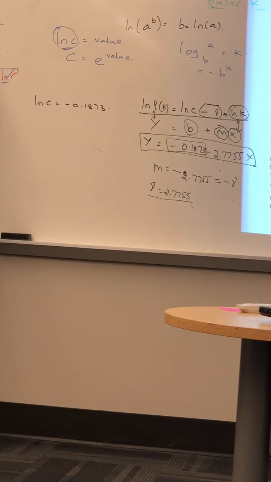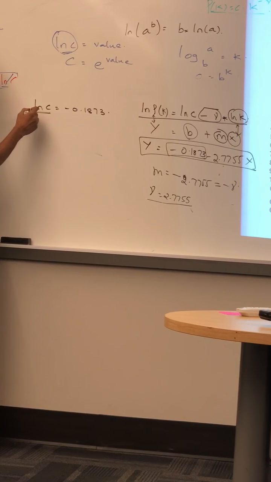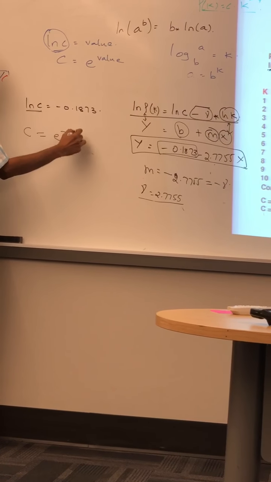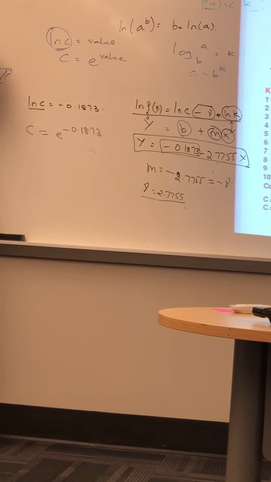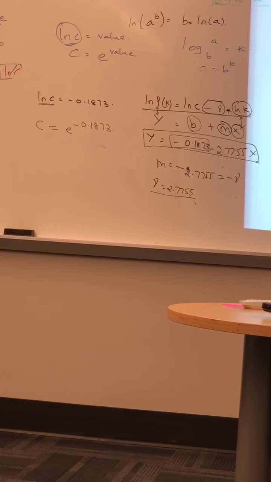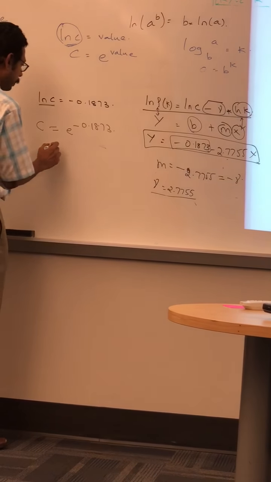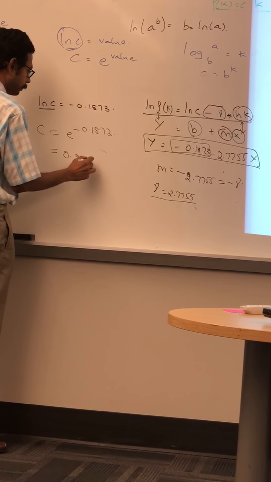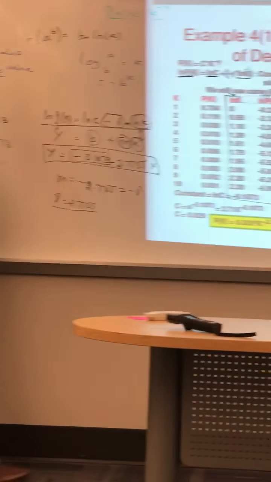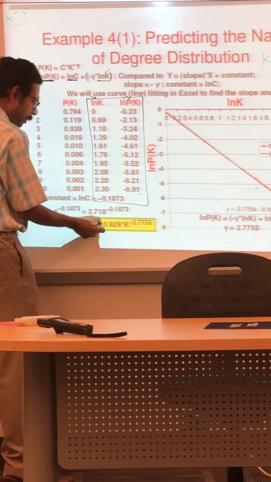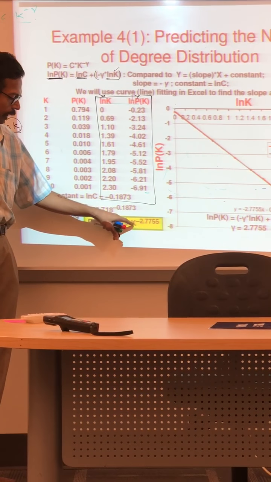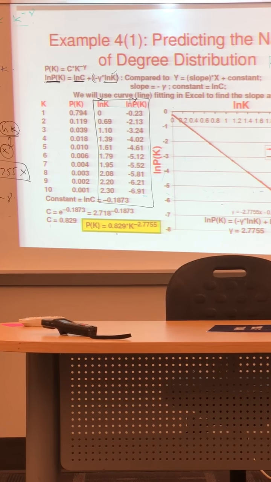Log both sides? It already has a log. Oh, raise it, e raised to the power. Yeah, e to the power of minus 0.187. So you should know how to find e to the power of something in your calculator, okay? So that will come out to be 0.829. Okay? So we can now write the power law. P of k is the constant C, 0.829 times k to the power of negative 2.7755.